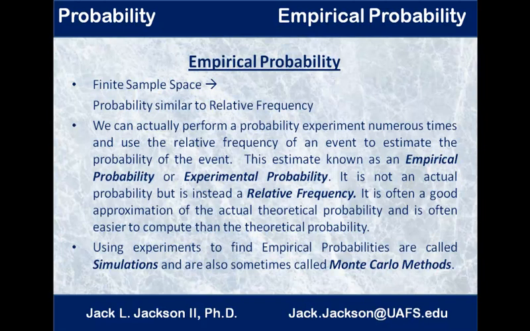We repeat our probability experiment a whole bunch of times. Then we can use the relative frequency of an event to estimate the probability of the event. This estimate is actually a relative frequency. It's not really a probability at all, but we often call it an empirical probability or experimental probability. It's often a good estimation of the actual theoretical probability, and so that's why we call it a probability even though it really isn't one. Using these experiments, we can estimate the probabilities using these empirical probabilities. That is called a simulation. Occasionally you'll hear this referred to as Monte Carlo methods, after the place in Europe where they have a lot of gambling, Monte Carlo.